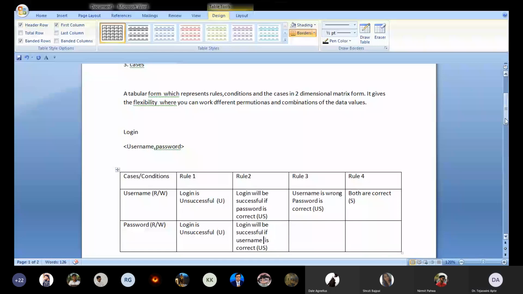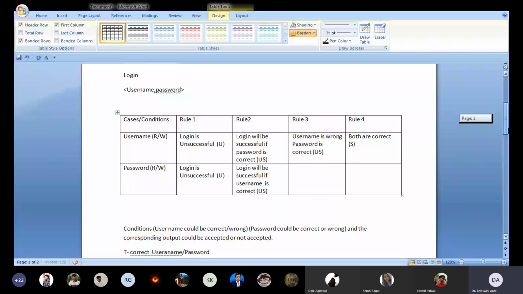What I'm saying? Username is wrong, password is correct. I can say password is wrong and username is correct. And in that case, both are correct. Are you getting all the participants what I'm saying?